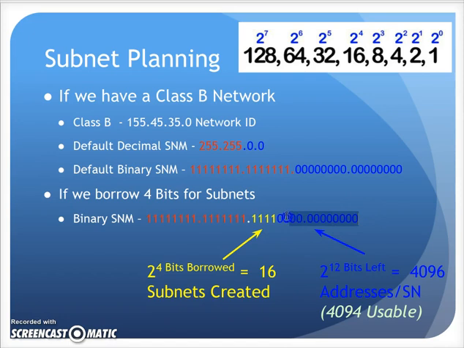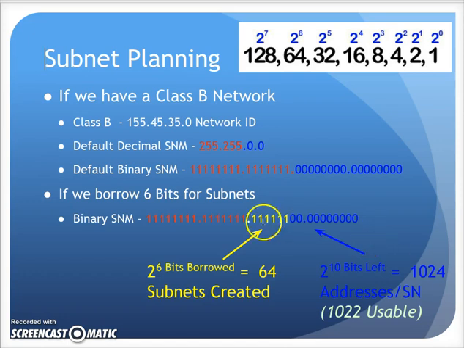I now have 12 bits left. So 12 bits left, 2 to the 12 is going to be 4,096 addresses per subnet, of which 4,094 will be usable. Class B, more bits to work with. I have more addresses at my disposal.